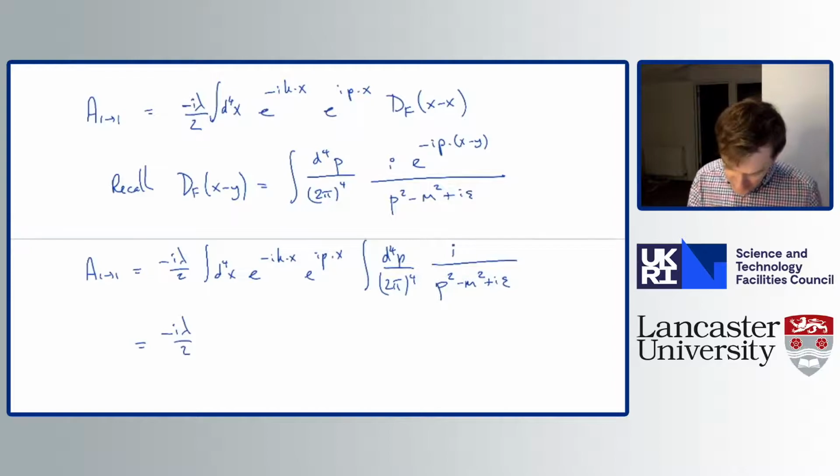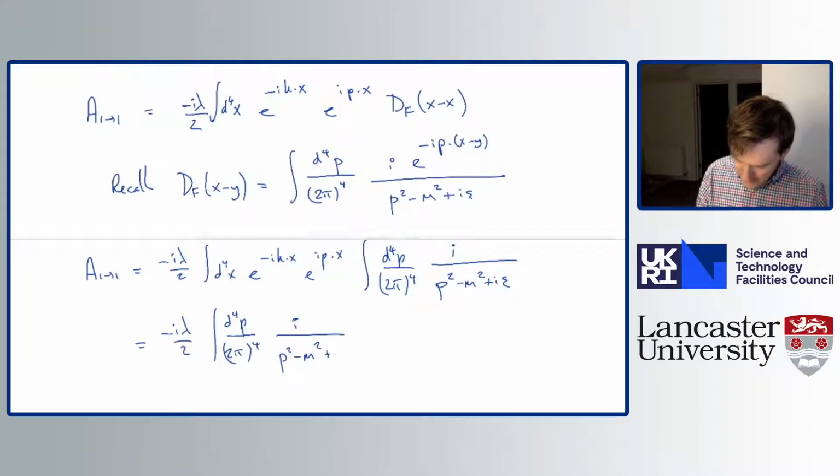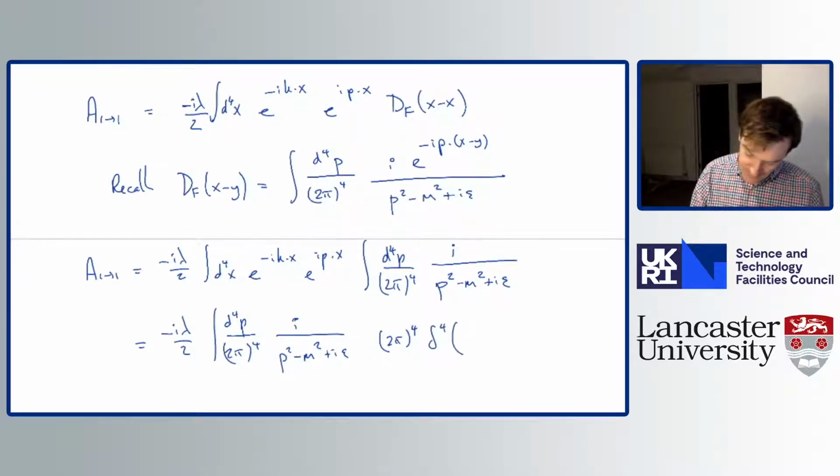We get this vertex factor, and bring the integral to the front. Let's bring this propagator factor to the front. And then from this, we can rewrite the x integral as a delta function: 2 pi to the 4 times delta 4 of k minus p. Notice that here we have written the amplitude purely in terms of momentum terms. We're no longer integrating over x, we're simply integrating over d4p.